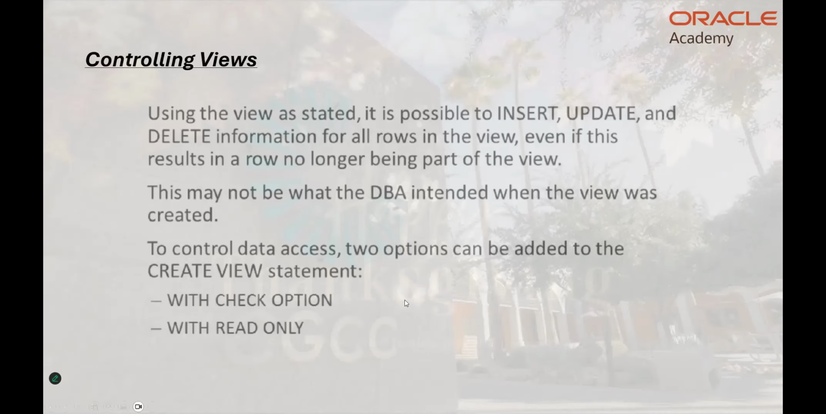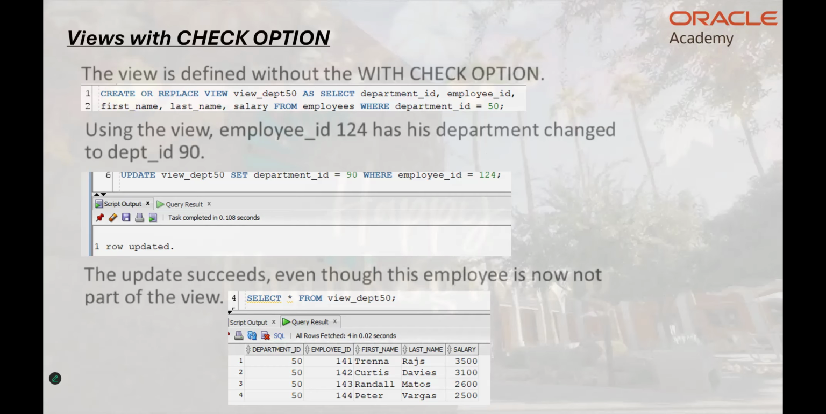So this is where you use the check option or with read only. If you don't want the user to impact any of the data on the base table or tables, then you add these particular clauses. So the with check option basically checks for constraint. It does everything that you need, but the highest level of protection, as you'll see, is with read only.